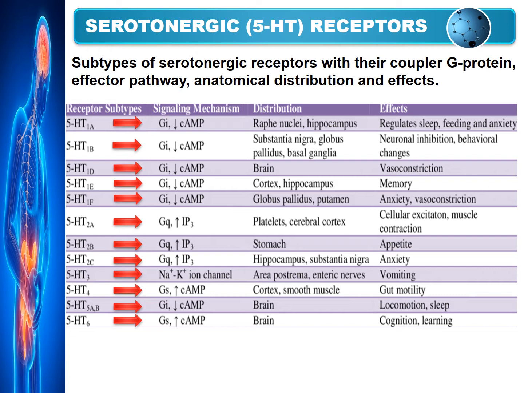Then the sixth family of serotonergic receptor is 5-HT6, having the GS type of the G coupler protein and functions through increasing the intracellular concentration of cAMP. It is mainly located at brain, and it affects and regulates the cognition and the learning.